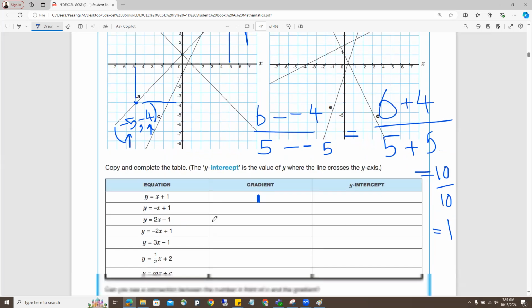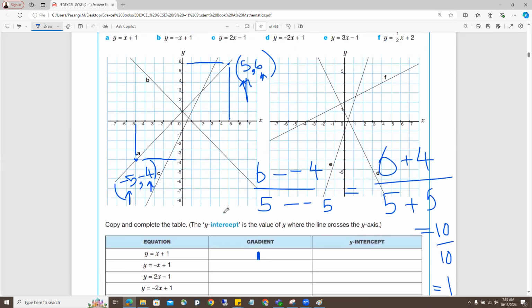Like that, can you fill in the gradient values of all these lines? I'll tell you the intercept. Okay, first do the gradient.